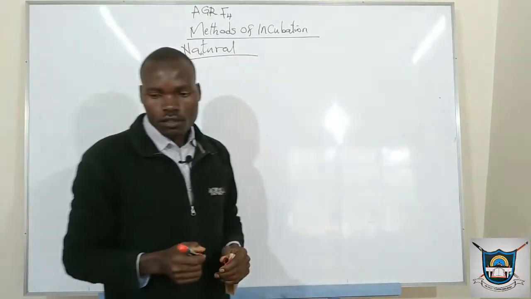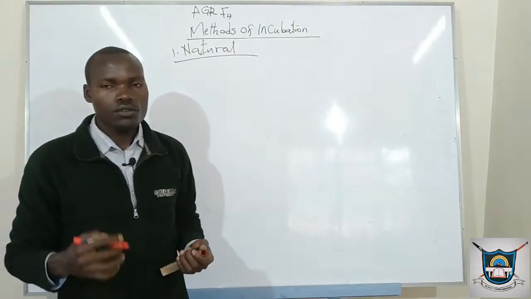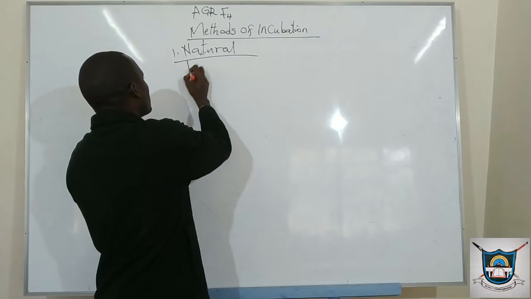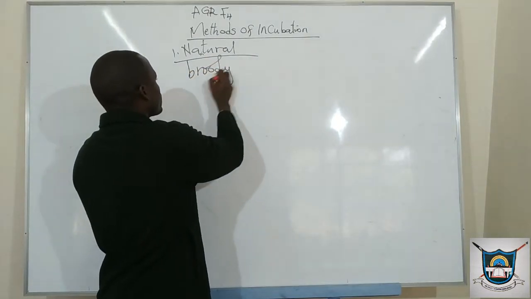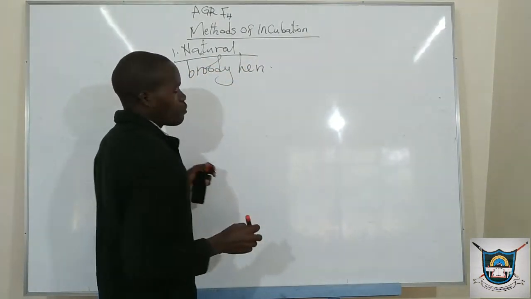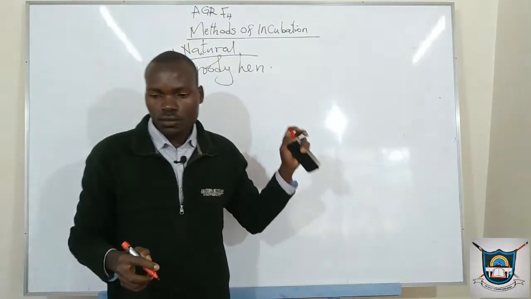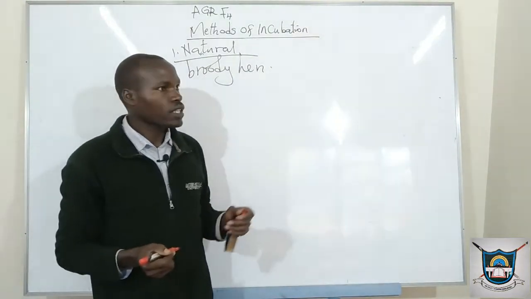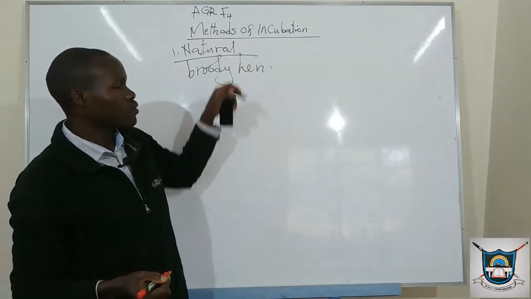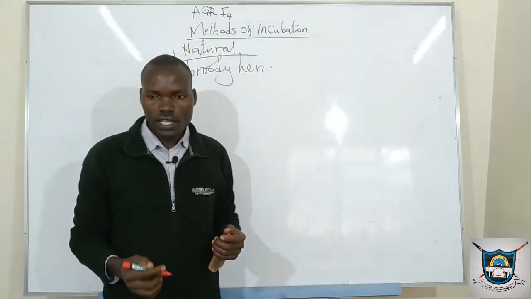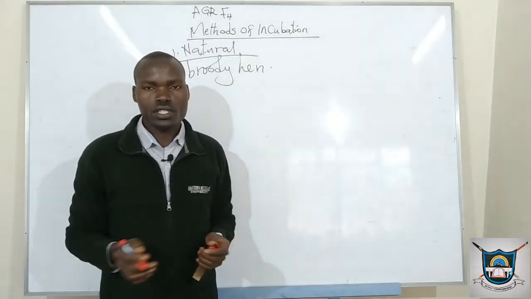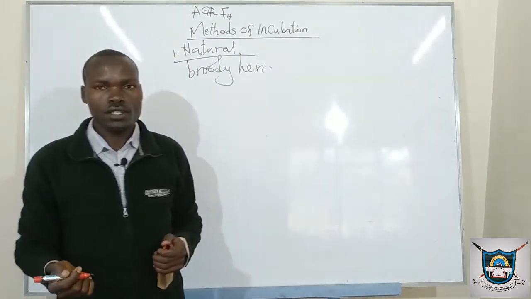In the natural method of incubation, we use a hen, and this hen which is used should be a broody hen. A broody hen is the hen which has the ability to sit on the eggs. And for you to identify that this hen has the ability to sit on the eggs, it has to show some characteristics which we are going to highlight here.